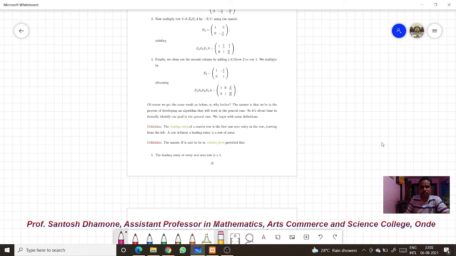All zero rows are at the bottom of the matrix.